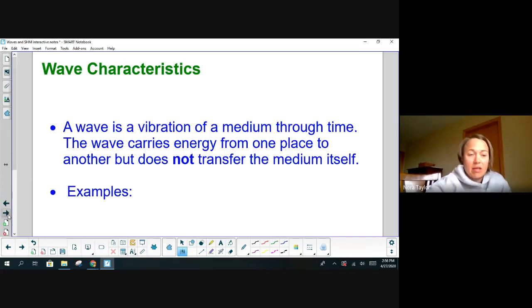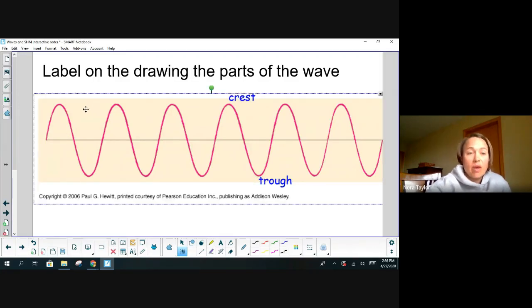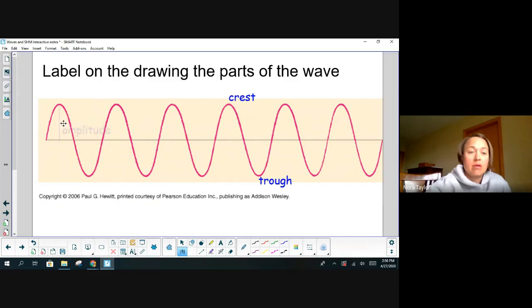So let's take a minute and label a couple of the basic parts of our waves. One of the first basic things we'll need to know is the different parts. We have a crest here and a trough down here. And then the amplitude would be from this middle line, which is called the equilibrium position, up to that highest point, which is known as the amplitude.